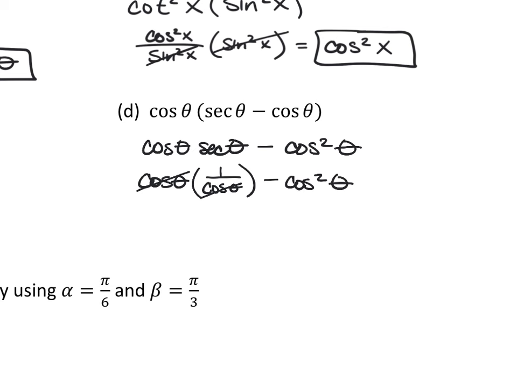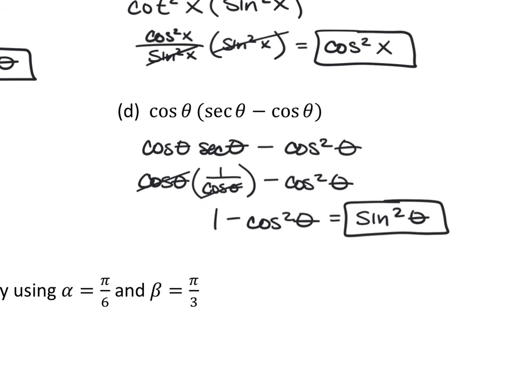They're going to cancel each other out. What happens when they cancel out? You just have 1. So 1 minus cosine squared of theta. That's just sine squared of theta. The end.